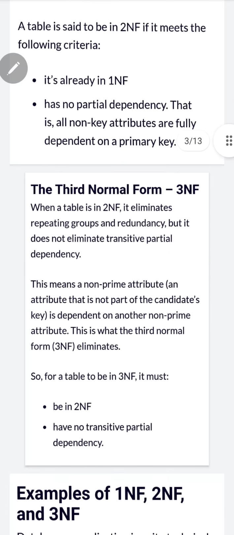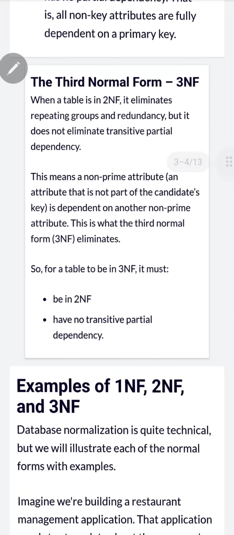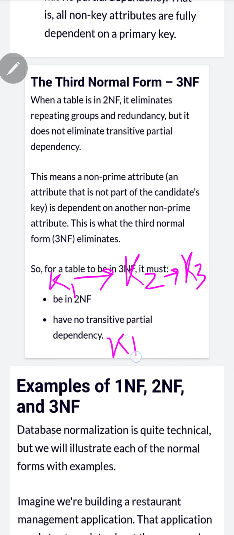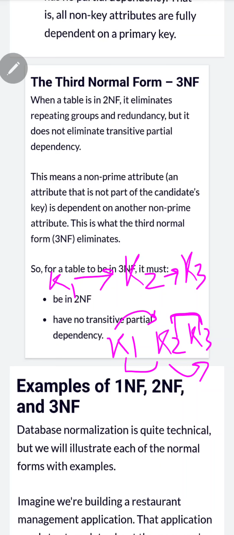Then we have the third normal form. In third normal form, there should not be transitive dependency, which means if K1 is determining the value of K2 and K2 is determining the value of K3, then the values of K1, K2 and K3 columns should not be in the same table. We should divide the table so that K1 determines K2 is part of one table, and K2 determines K3 should be part of another table.